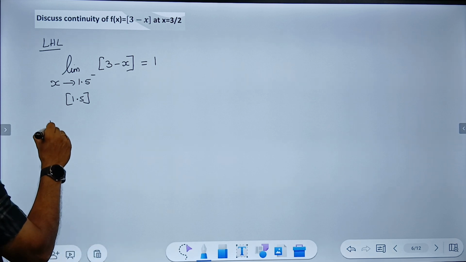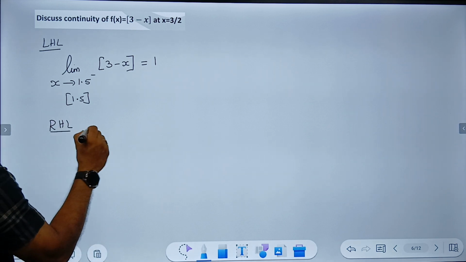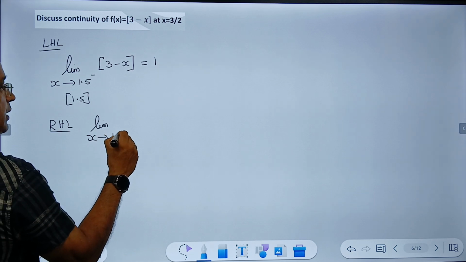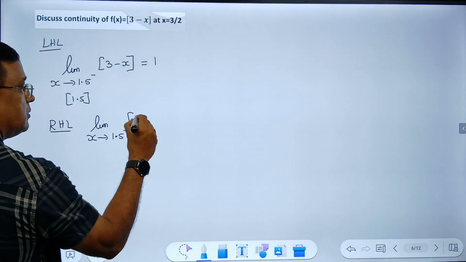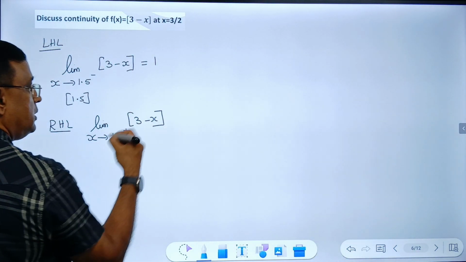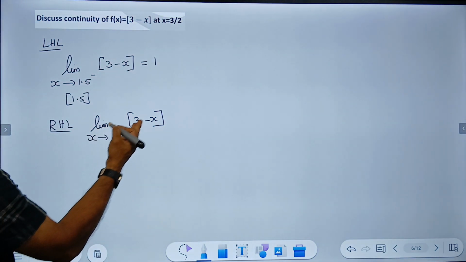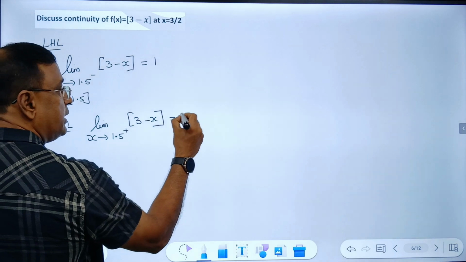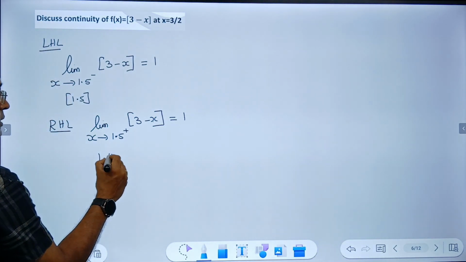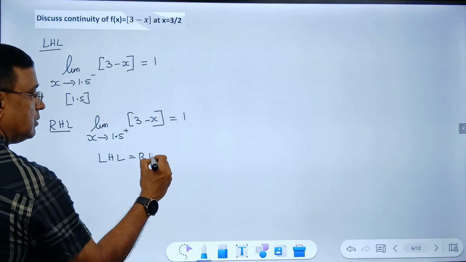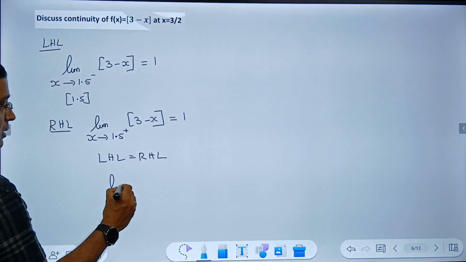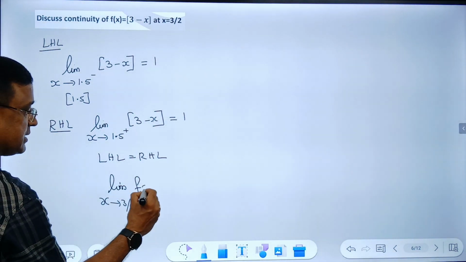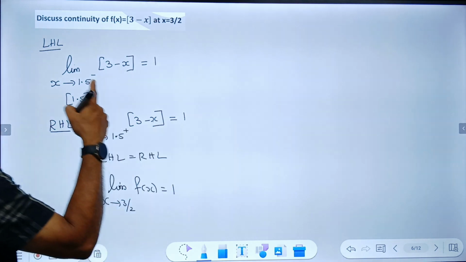Now let's go to the right hand limit. Limit x approaches 1.5 plus. Here also, when you put 1.5, you get the greatest integer value of 1.5, which is again 1. So LHL equals RHL. This implies limit x approaches 3 by 2, f of x exists, and that limit is 1.